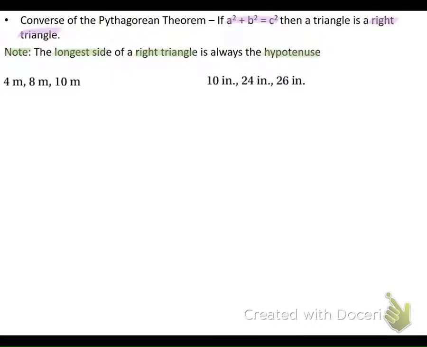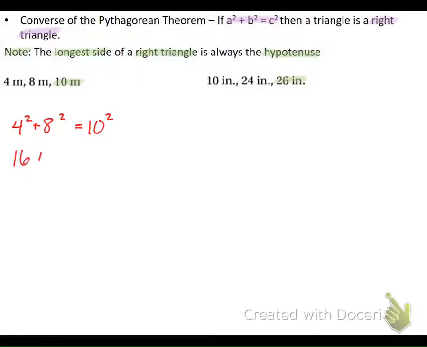There's always going to be our c squared. So with the two problems that you have underneath, you can just highlight the two longest sides. Those are going to be our hypotenuse, which is the one that's by itself. So I've got 10 squared, and then on the other side I've got 4 squared plus 8 squared. And all I'm trying to see is if I get the same number on both sides.